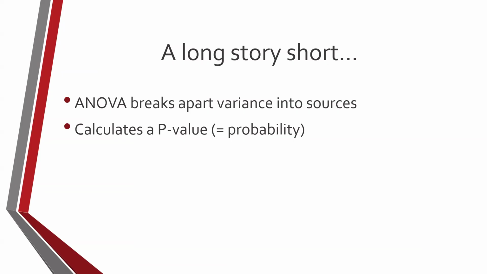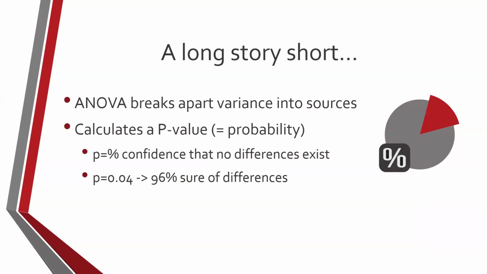And then we calculate a p-value as kind of the end result. And that p-value is a probability. And the AOV p-value is the probability that no differences in treatments exist. So that p-value of 0.04 means we're 96% confident that there are significant differences between these treatments that we're comparing. But we're not done yet. We usually want to know specifically which differences are significant and which are not.